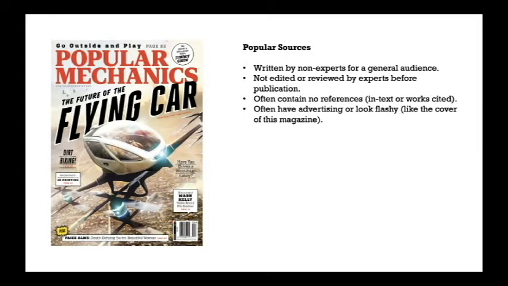Popular sources are written by non-experts for a general audience. They're not edited or reviewed by experts before publication. They often contain no references, both in-text references and a works cited page at the end. And they often have advertising or look flashy. For example, the cover of this Popular Mechanics magazine, The Future of the Flying Car, is pretty flashy. It's very eye-catching, and they usually have lots of advertisements and things like that.